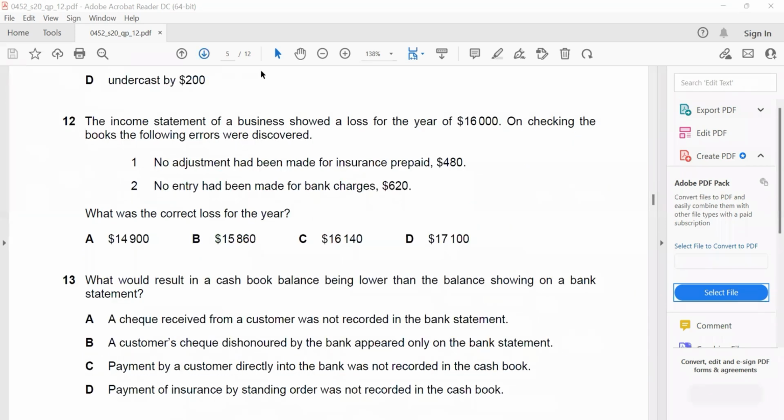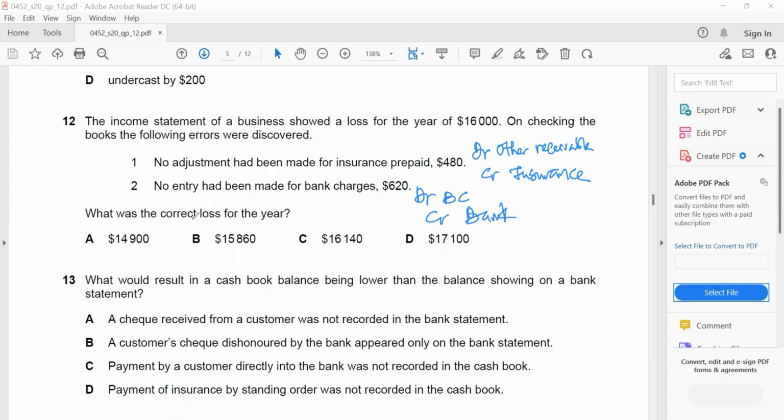Okay, question 12. The income statement of a business shows a loss for the year of 16,000. On checking, the following errors were found. No adjustment has been made for the insurance prepaid. So we have to adjust it: debit other receivable, and credit insurance. This is the adjustment to be made. No entry had been made for the bank charge. So we have to debit bank charge, credit bank.